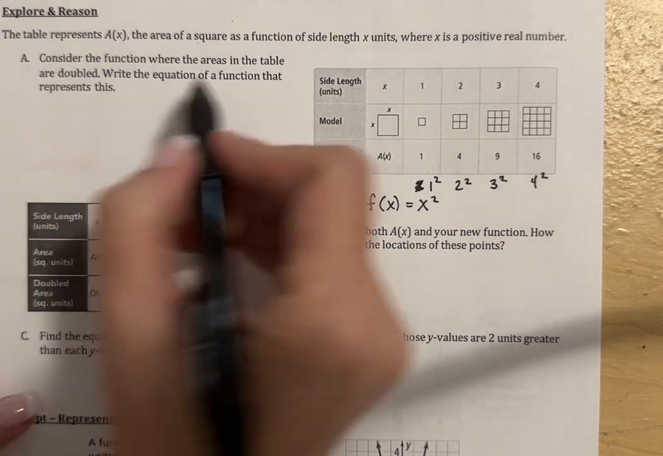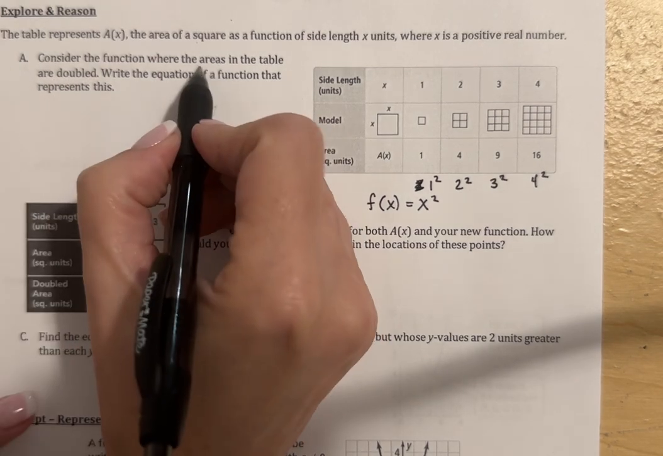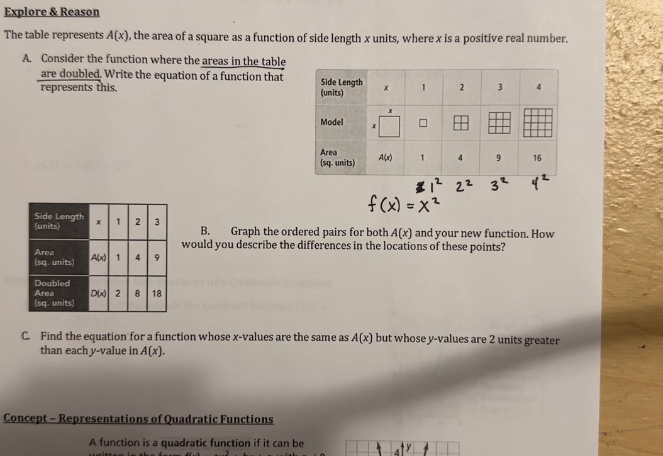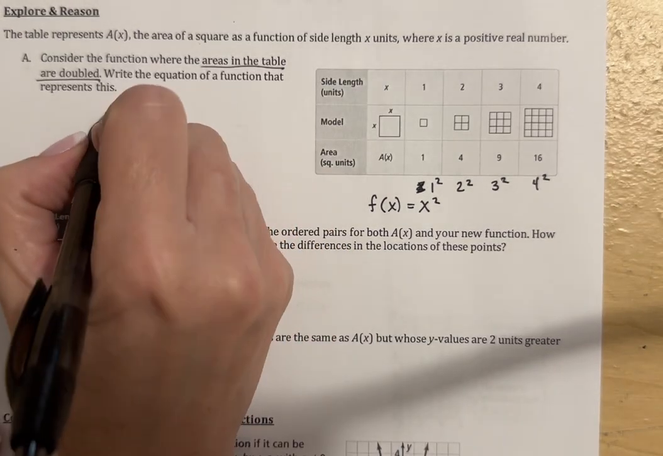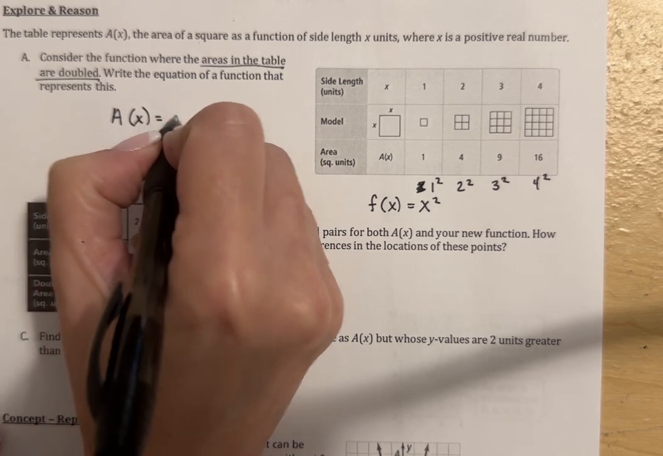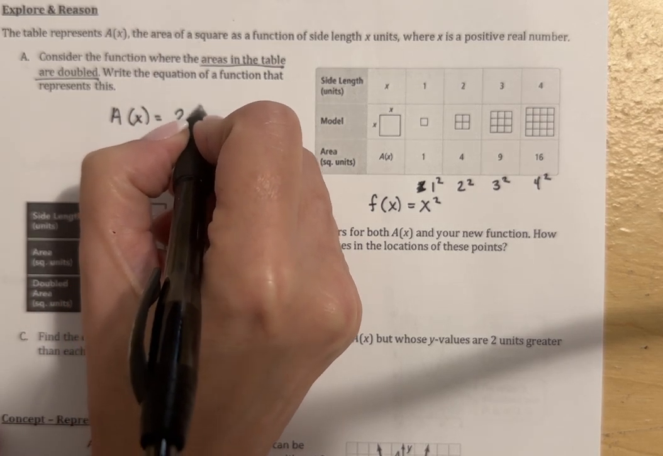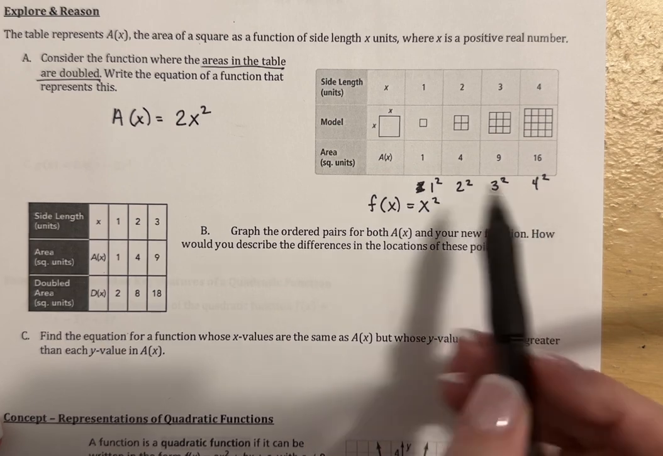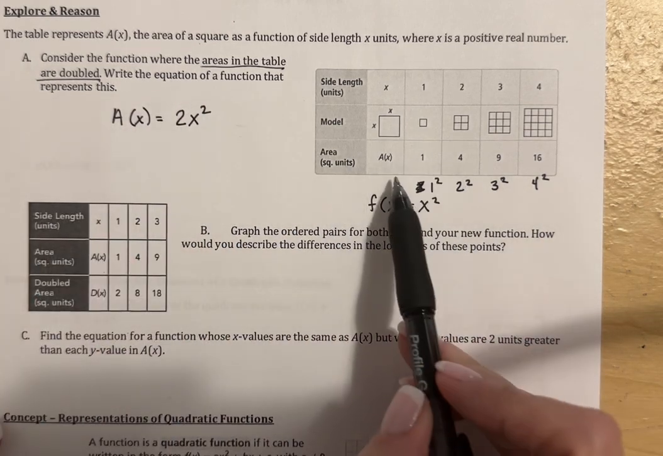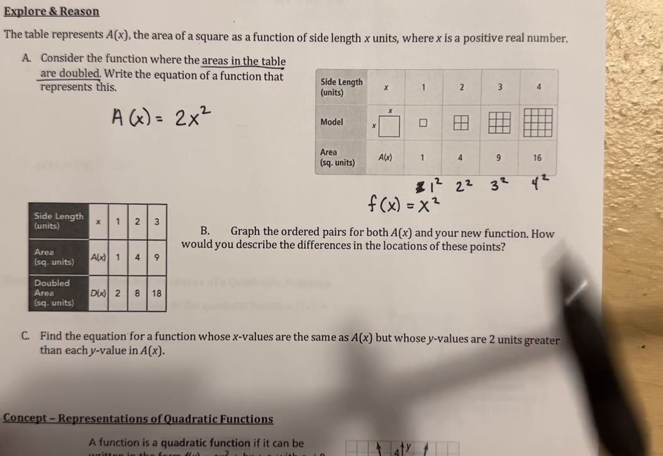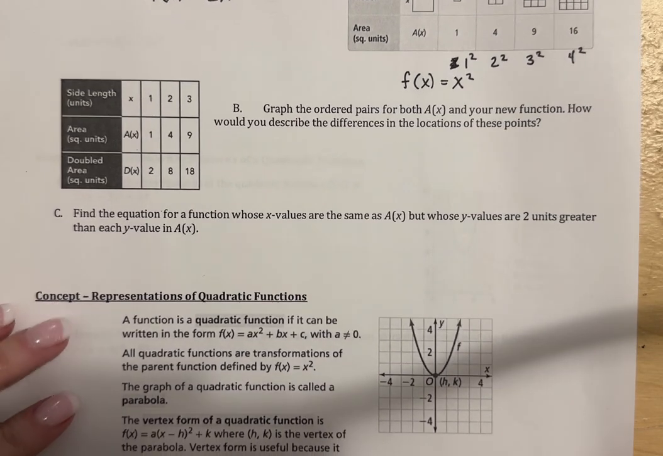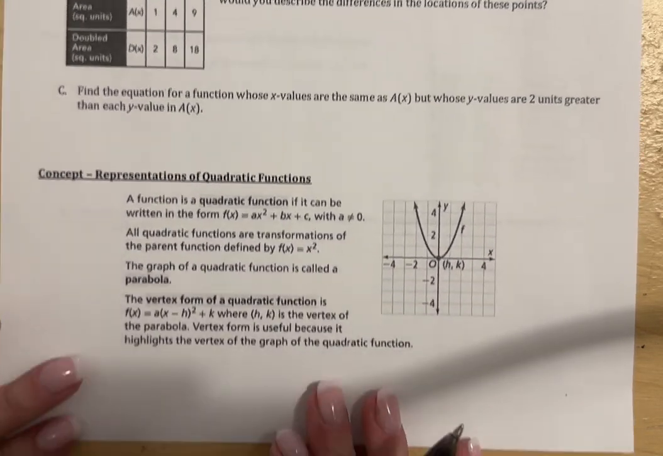But over here it says, assume that the areas in the table are doubled. So doubled means multiplied by 2. That means that our function should be 2x squared. Again, it's not this pattern. It's because it says consider a function where the areas are doubled. These are just the areas. So hopefully that's okay for you. Now, I'm not going to spend any time on the graphing. We're just going to slide on down here.